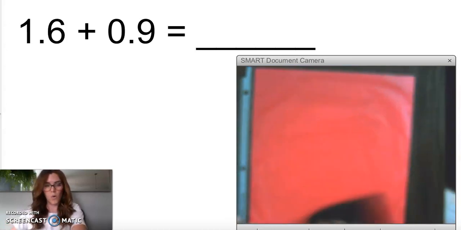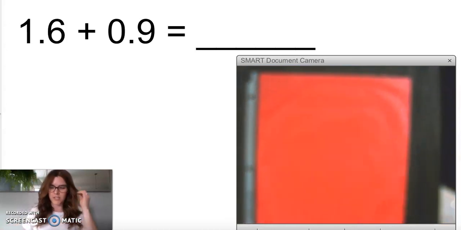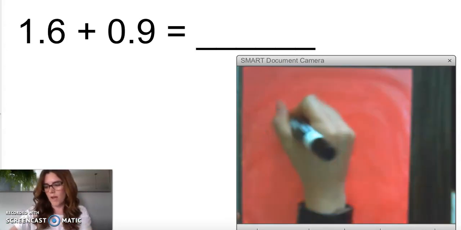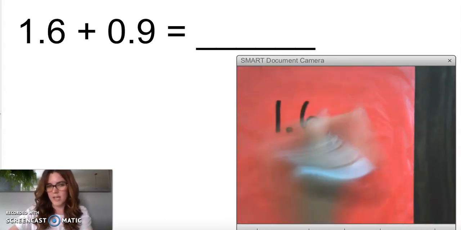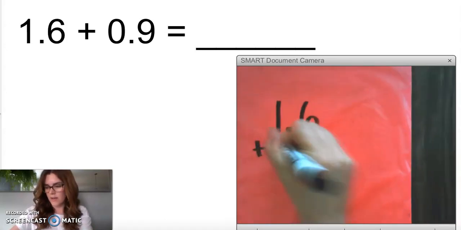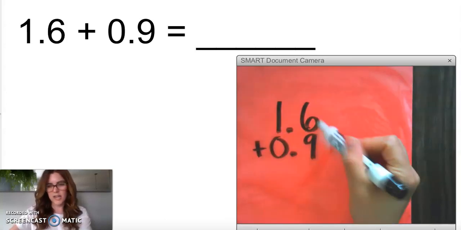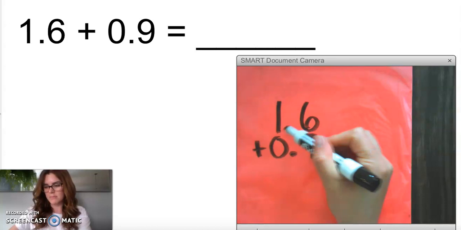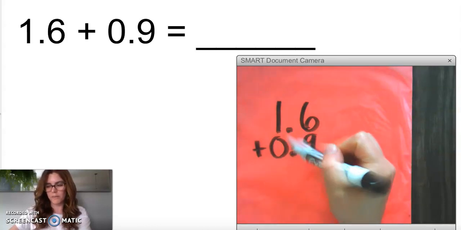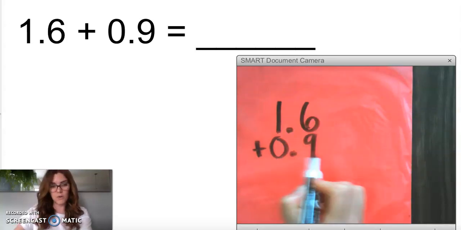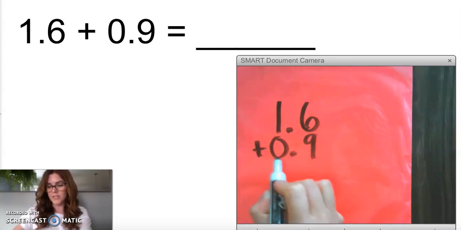So this time we have a whole number in the first number that we're adding. So we have 1 whole and 6/10 plus 0 and 9/10. So we made sure that our tenths are stacked on top of each other, our decimals are stacked on top of each other, and our whole numbers. 0 and 9/10 has no whole number, so that's why the 0 is here in the ones place value.